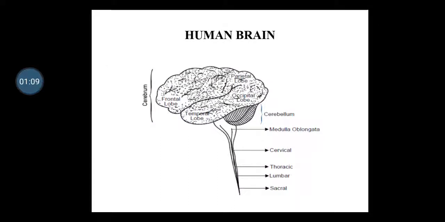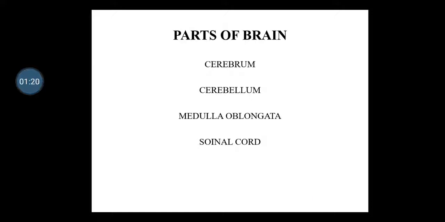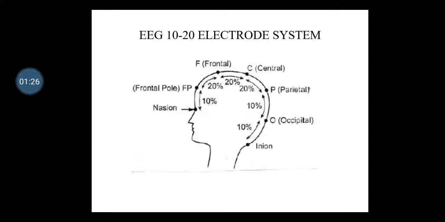The figure shows the entire human brain arrangement. The different parts are cerebellum, medulla, and so on, and these are all topics we already studied in +2. The main parts of a brain are cerebellum, cerebrum, medulla, and spinal cord. Then we are going to see how the brain activity will be measured. The brain activity is measured using the EEG 10-20 electrode system.